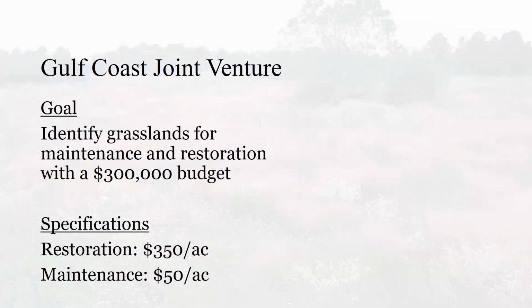All right, so the Gulf Coast Joint Venture posed a question to us: with a budget of $300,000, which grasslands would we prioritize for maintenance and restoration? They provided specifications, basically giving a rough estimate that restoration would be about $350 an acre and maintenance would be $50 an acre.